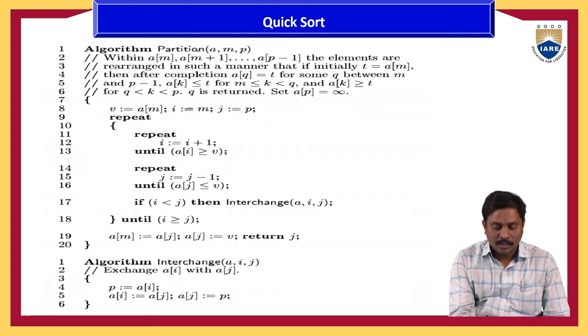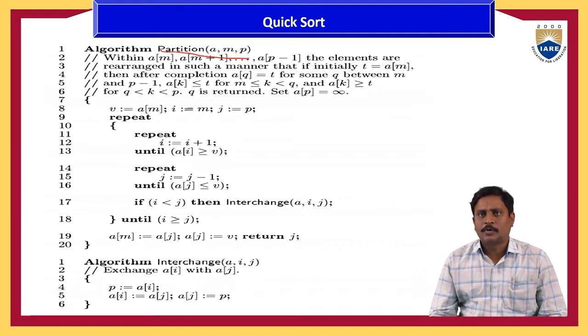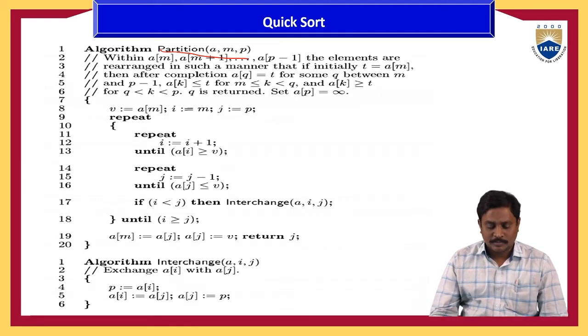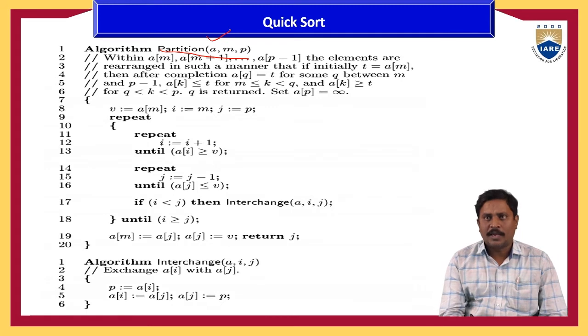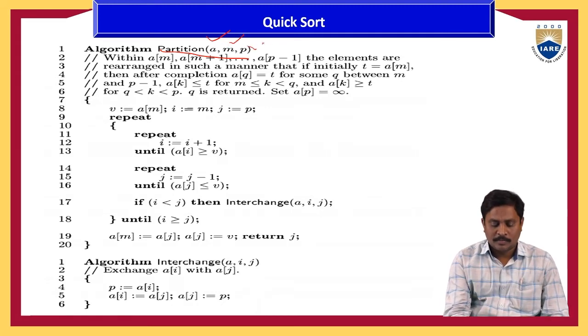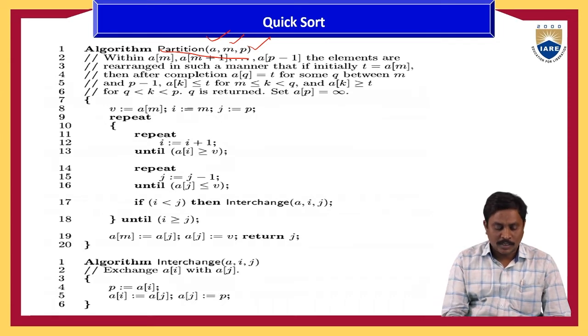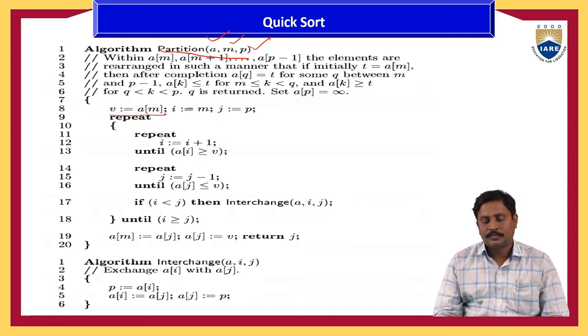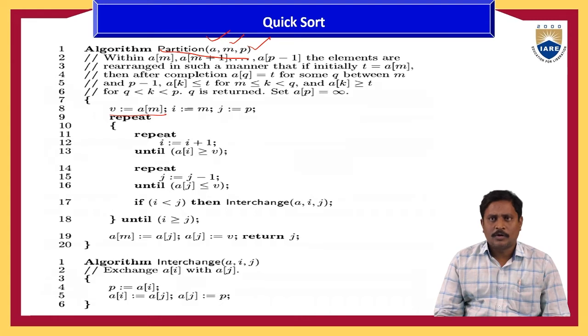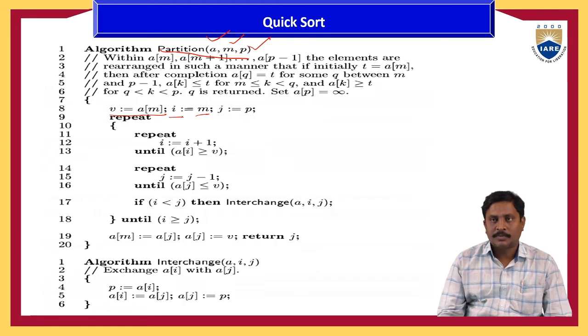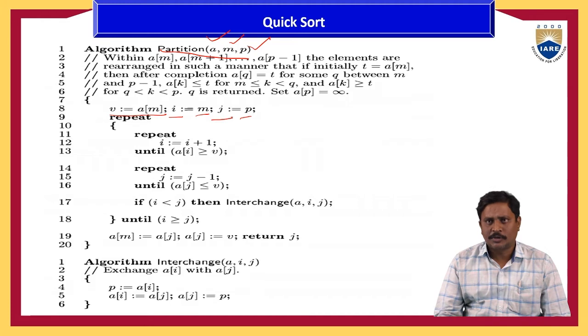First we are going to discuss the partition algorithm. A is an array of m elements. P is the element which we are going to partition. Now V equal to A of m, so that A of m value is stored in V. Similarly I equal to m, so the m value is assigned to I. Similarly J equal to P, the P value is assigned to J.